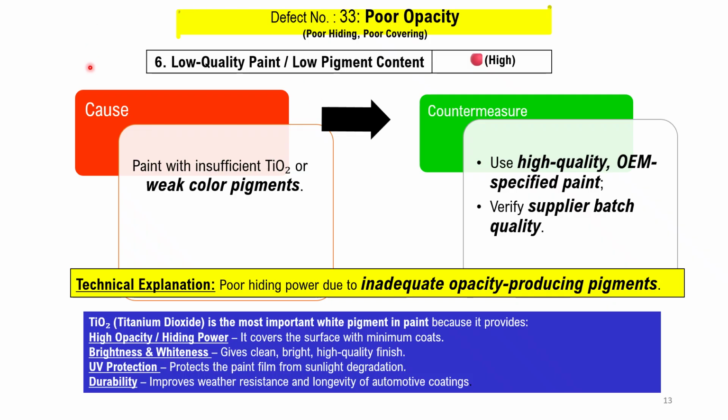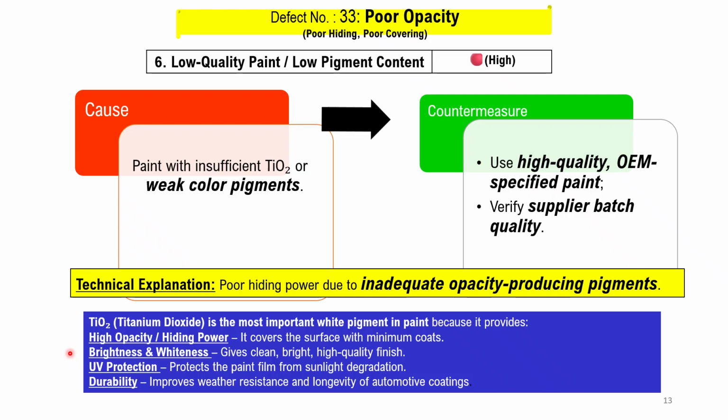Number 6 probable cause could be low quality paint, that is, low pigment content. Paint with insufficient titanium oxide or weak color pigments. Poor hiding power due to inadequate opacity-producing pigments. Here, titanium oxide is the most important white pigment in paint because it provides high opacity and hiding power. It covers the surface with a minimum of coats.